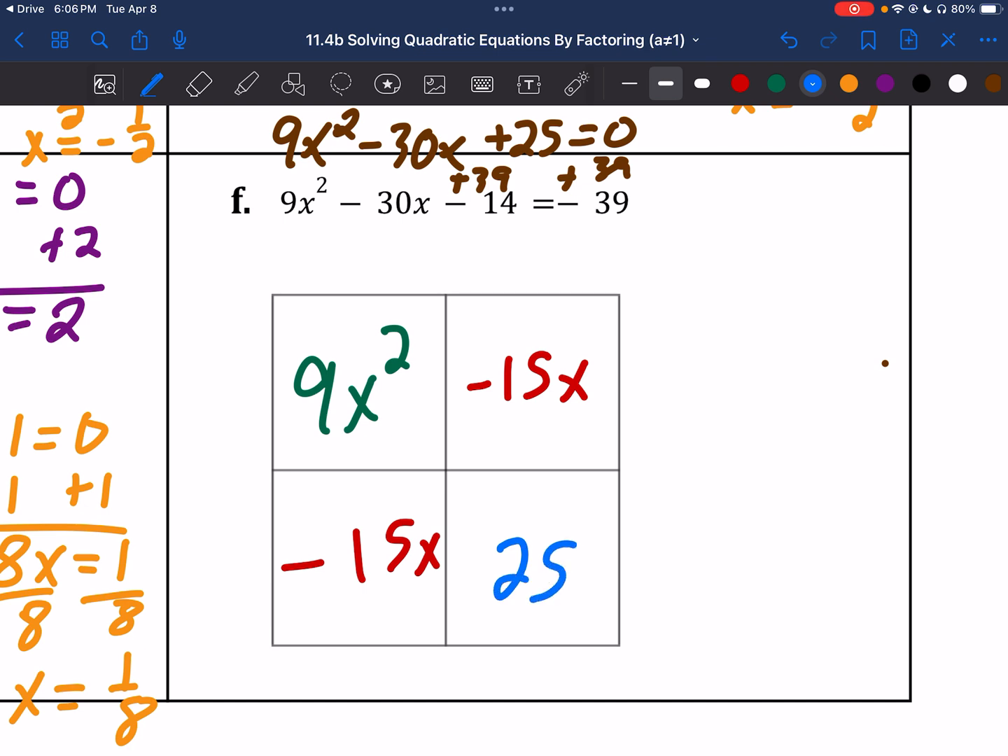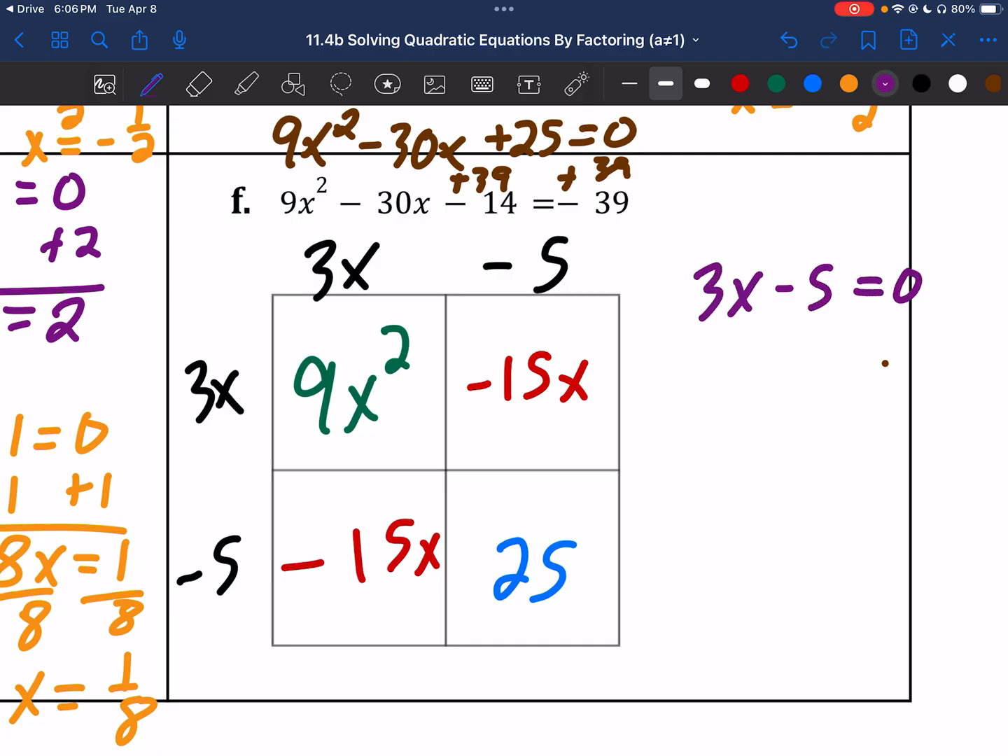And now when I go ahead and factor this, 9x squared and negative 15x, common factor, 3x. Negative 15x and 25, common factor, negative 5. This was a perfect square trinomial. So 3x minus 5 equals 0. We add 5 to both sides. We get 3x is equal to 5. We divide by 3, and x equals 5/3.